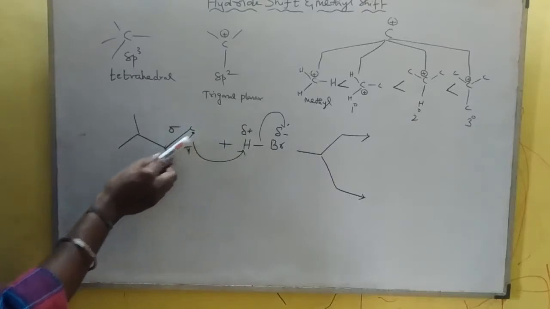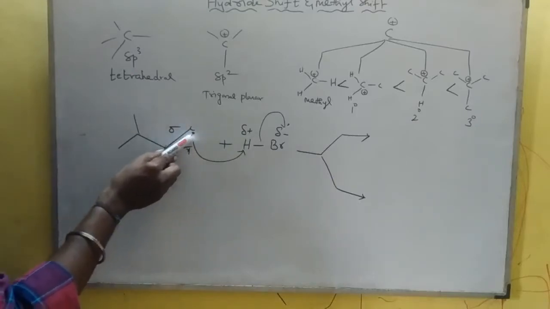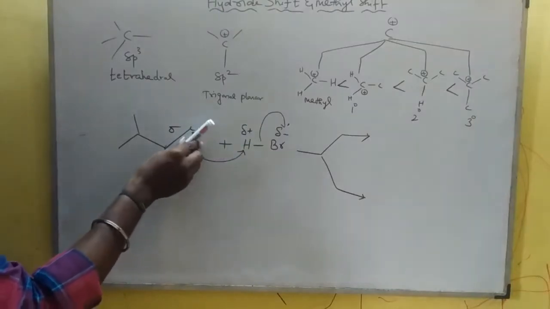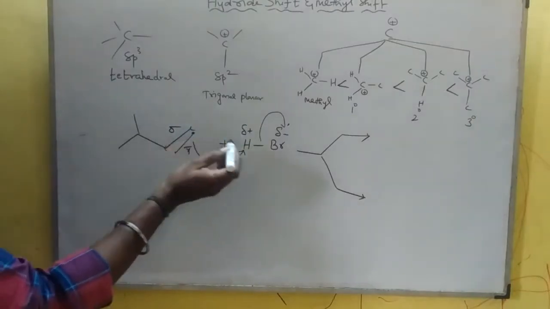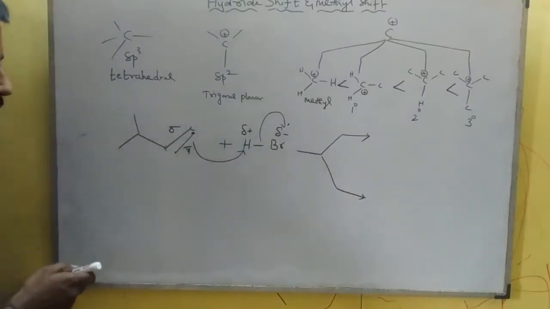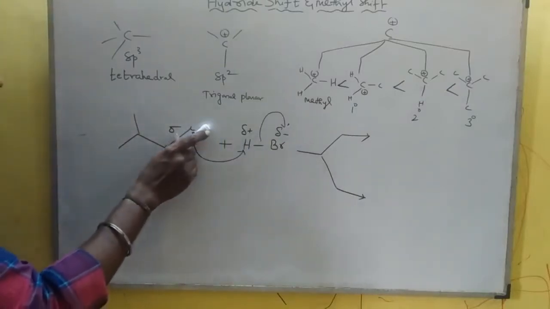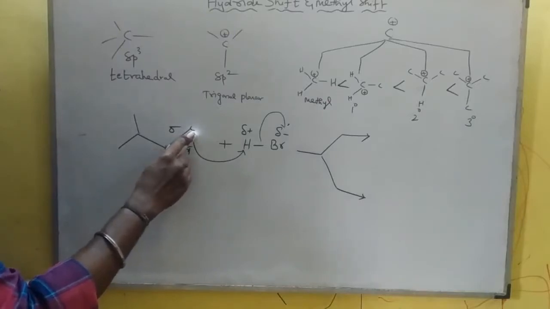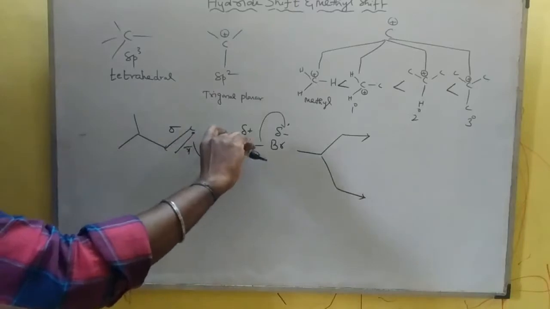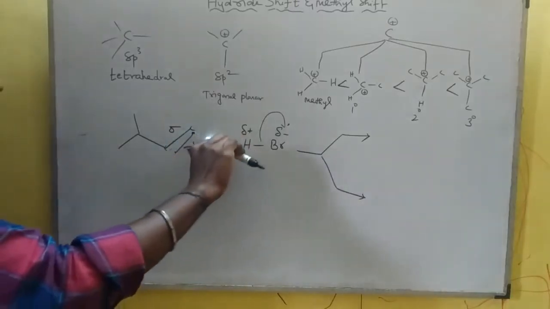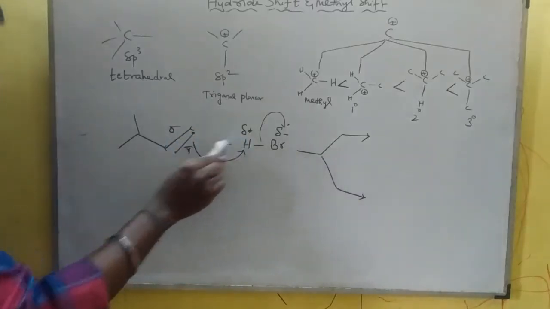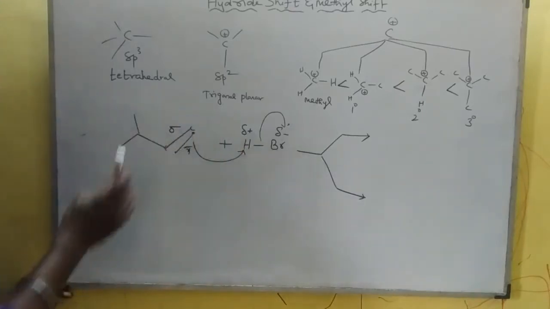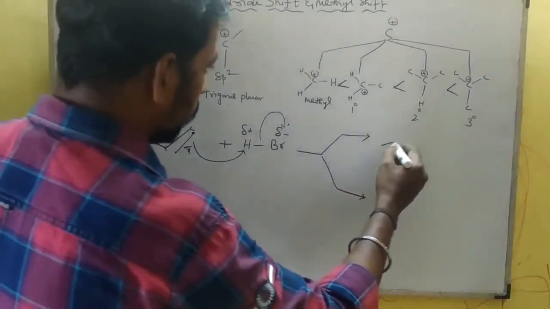One of the ways is that this carbon takes this electron pair and attacks this hydrogen in this way. So this electron pair bonds with this hydrogen. Or it may go like this. There are two ways. This electron pair goes like this and bonds with hydrogen, or it may go the other way and bond with hydrogen. So I write two possibilities.